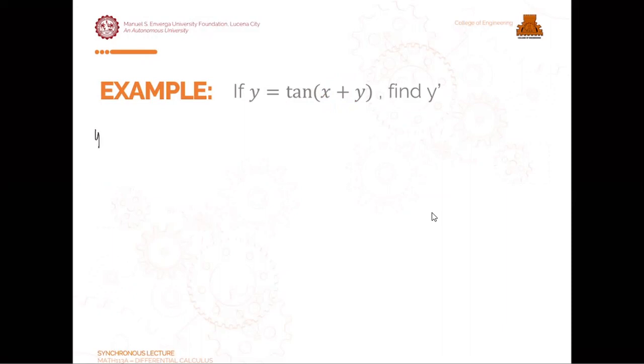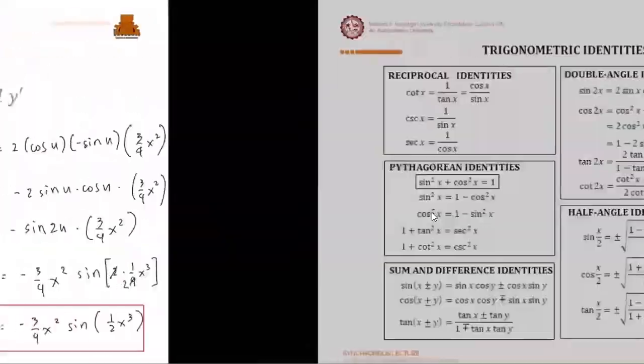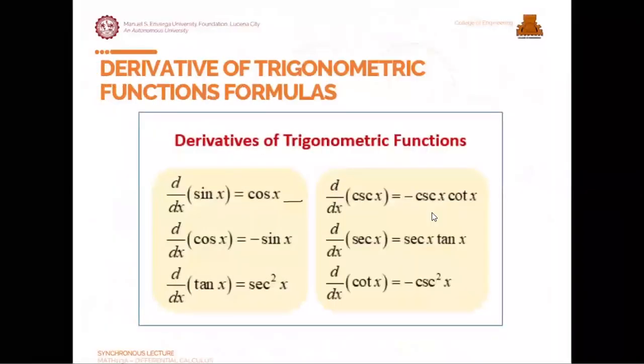So we have y is equals to tangent of x plus y. Okay? So let us first look kung ano yung derivative ng tangent based sa formula natin. Based sa formula natin, ang derivative ng tangent is secant squared x. So yung x na yun is kung ano man yung nasa loob ng tangent. Okay?